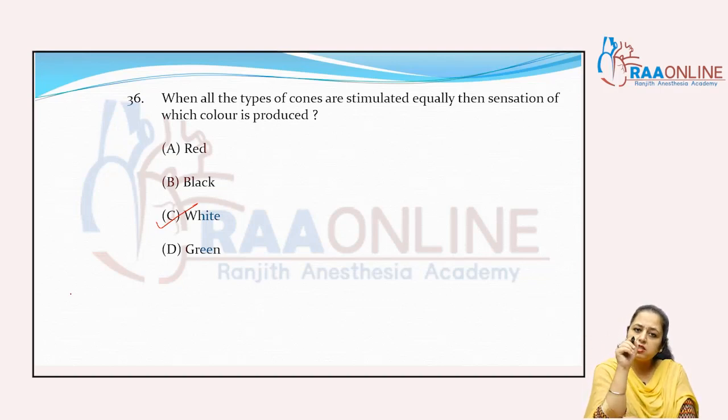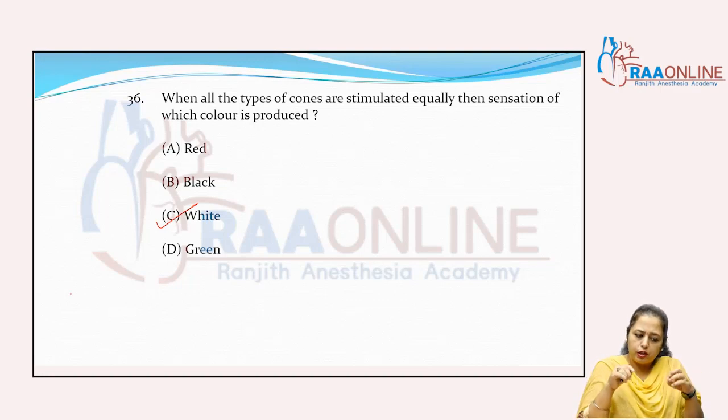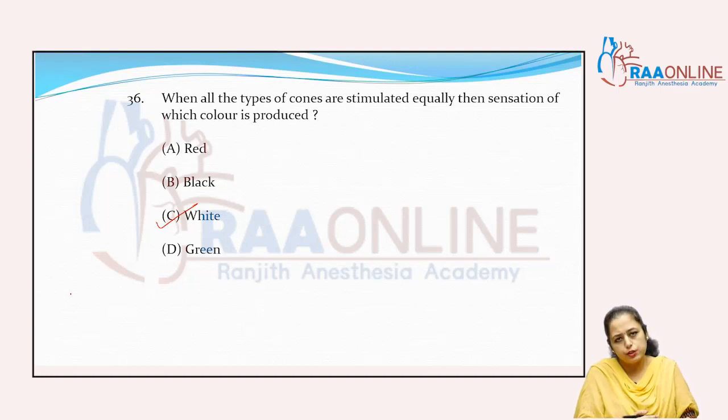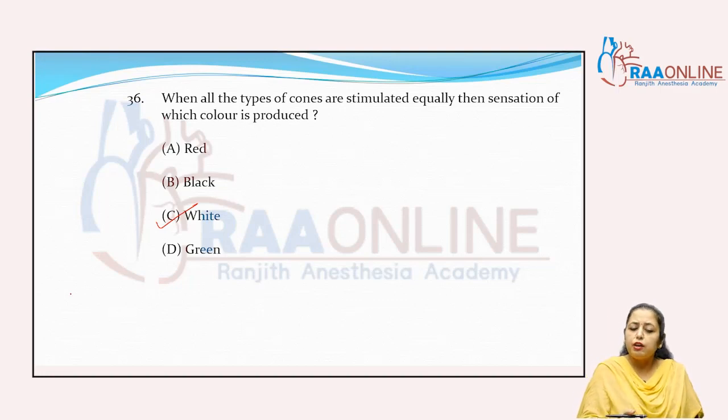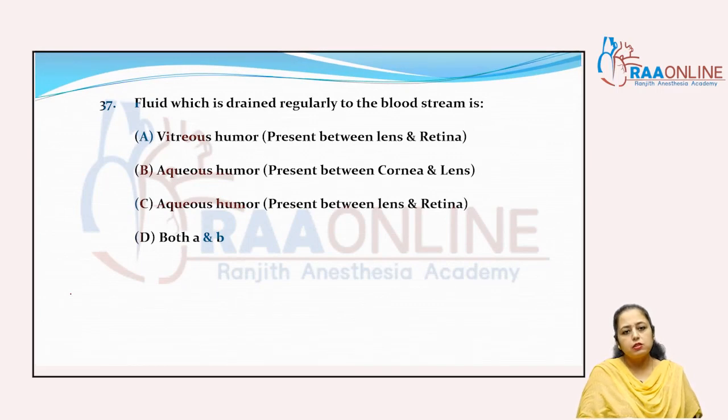When we mix the blue and green, it forms the yellow, and if the concentration of yellow is more and green is less, then it forms a different kind of yellow. If the green is more and blue is less, then like that the number of colors is formed. Clear? So that's why if all types of cones are stimulated equally, then the sensation of the white color is produced, right? Now come to the next, that is 37th.